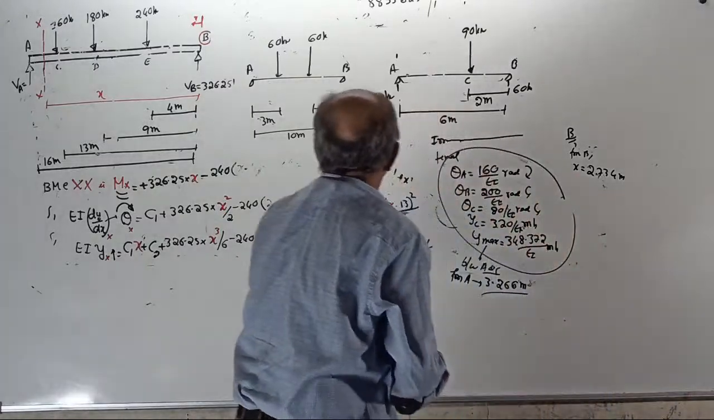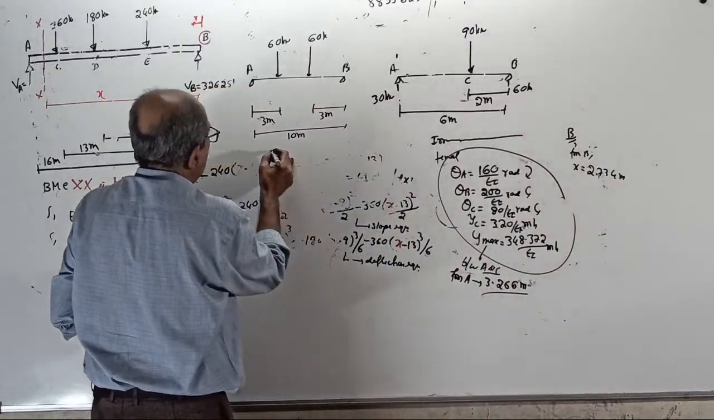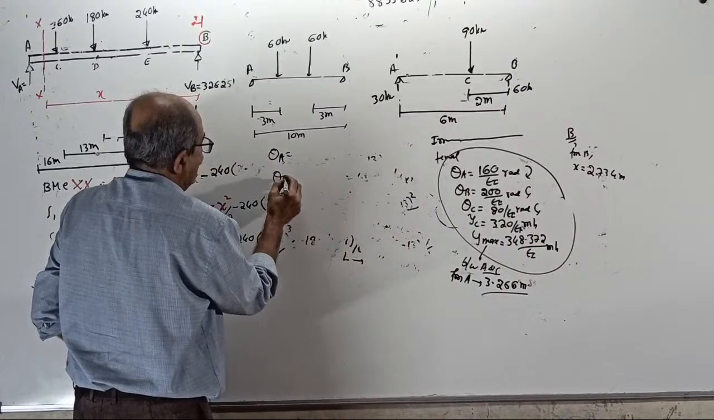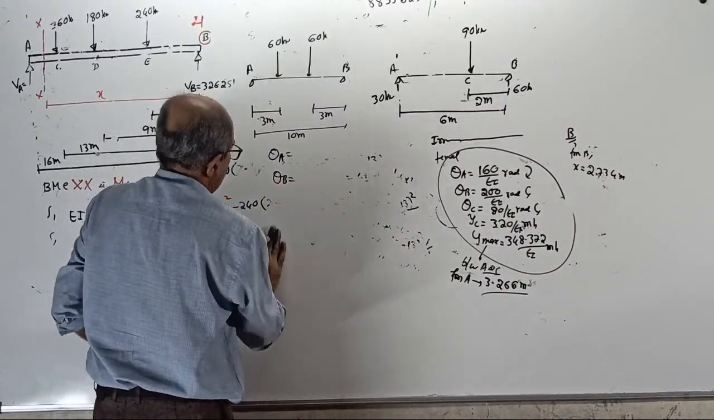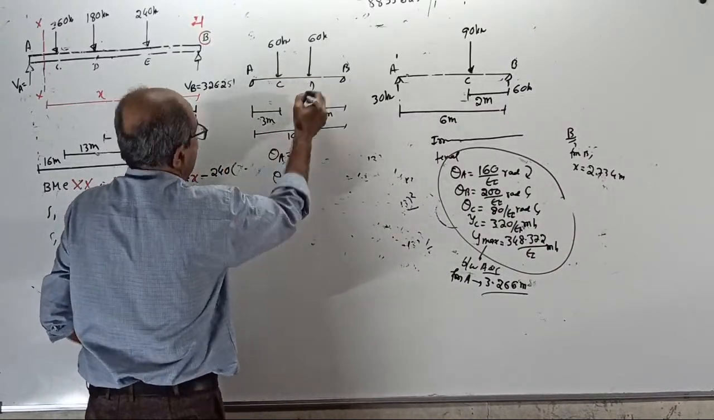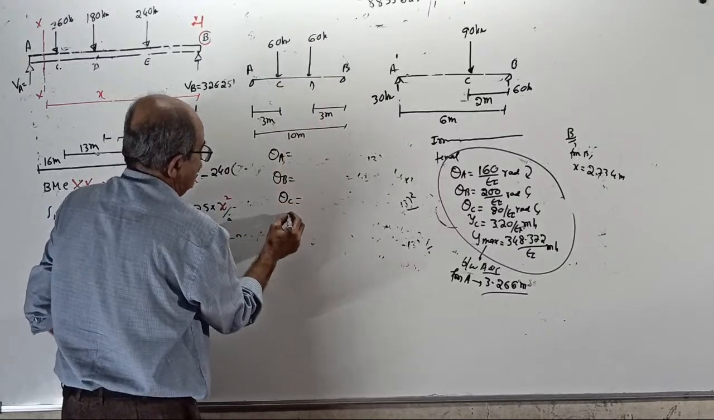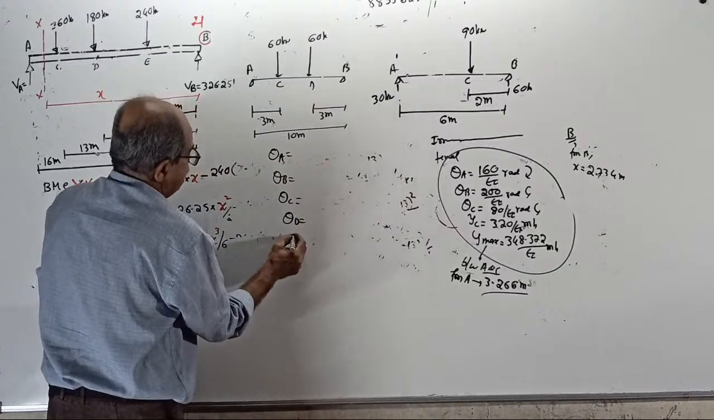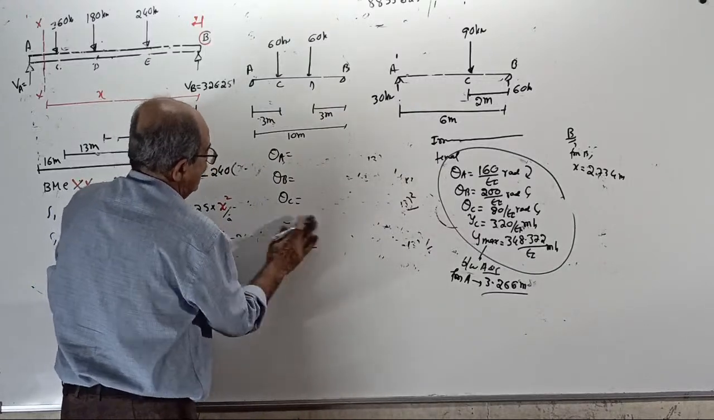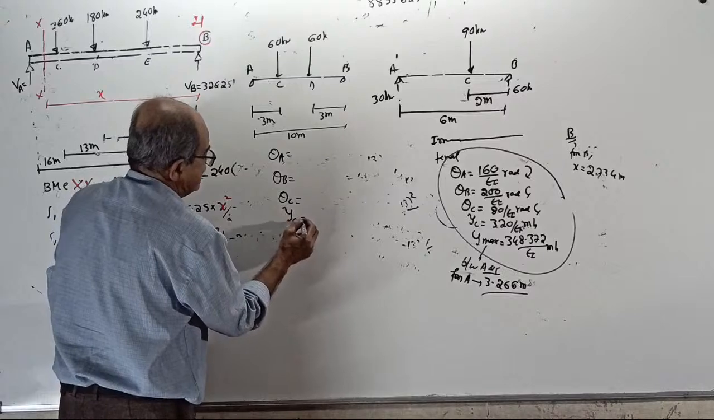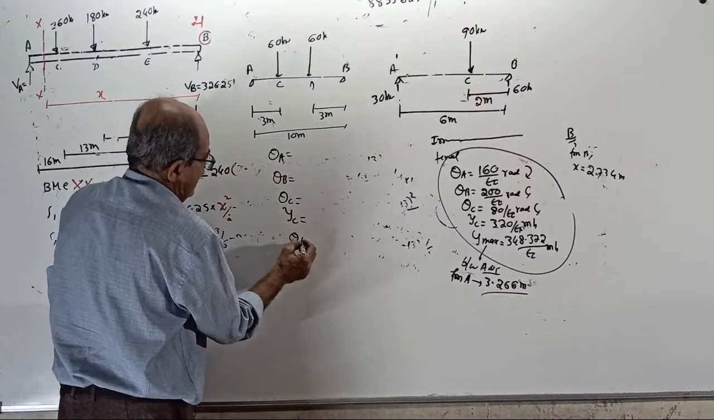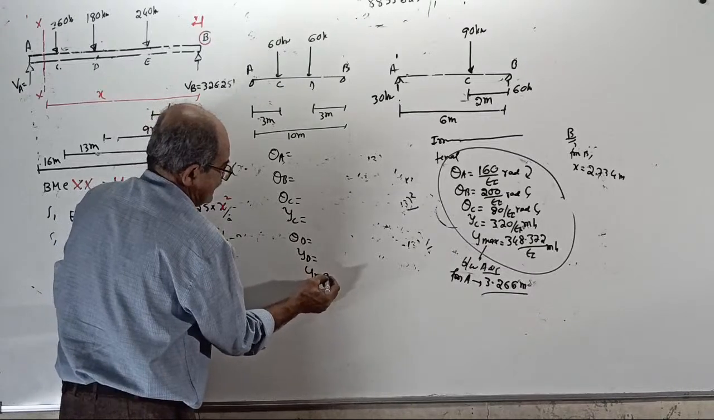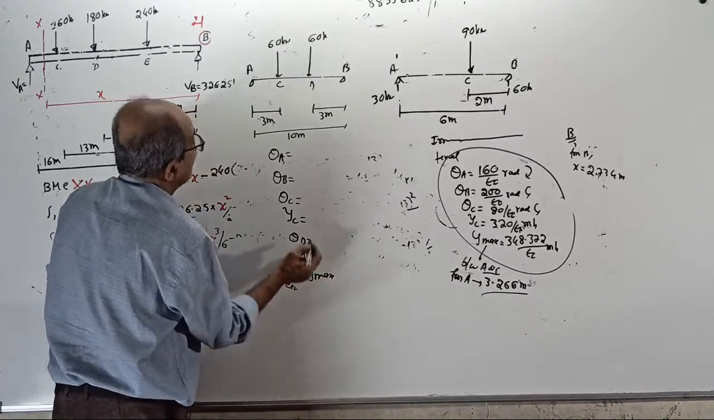I will give the answer for you. See, I will tell you, theta A how much will come, then theta B how much will come. I will also tell you, this is C and D. Theta C how much will come, theta D how much will come. Then deflection at C, or theta C and deflection at C. Then theta D and deflection at D. And lastly, deflection maximum will be at center.